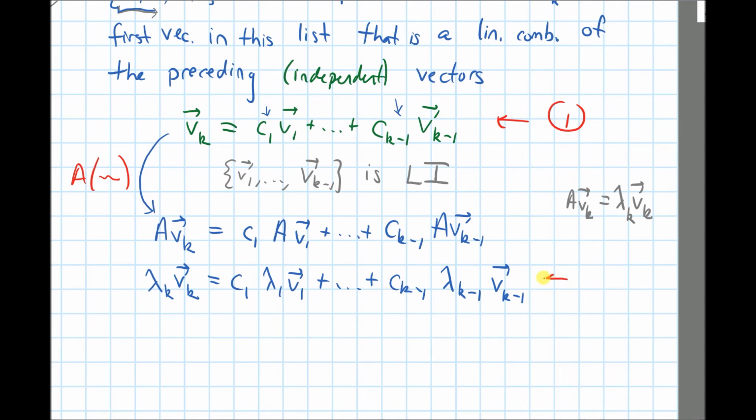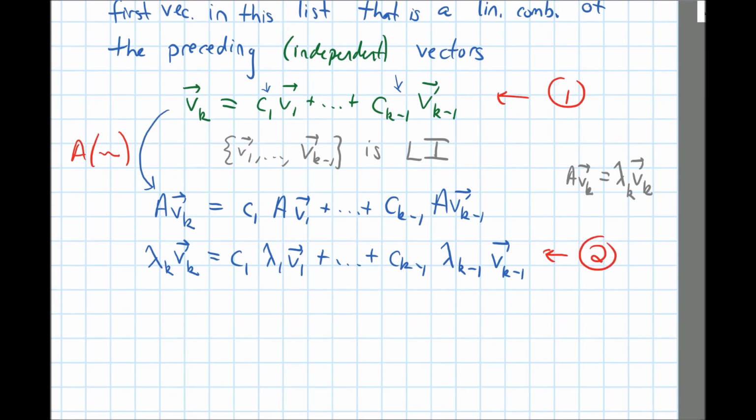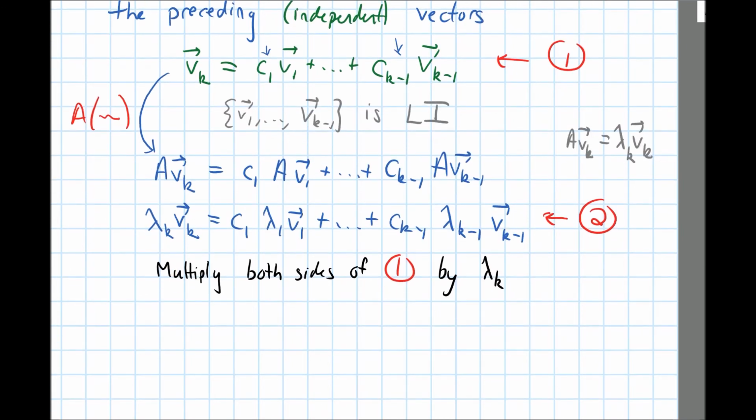Okay, so this equation right here, let's label this equation 2. Now I'm going to do one other thing. I'm going to go back to equation 1, and let's multiply both sides of equation 1 by the eigenvalue lambda k. So I'll do that and then I'll talk about why it's useful.